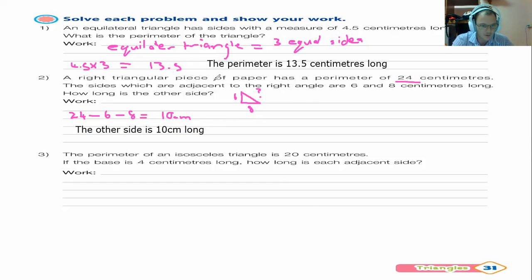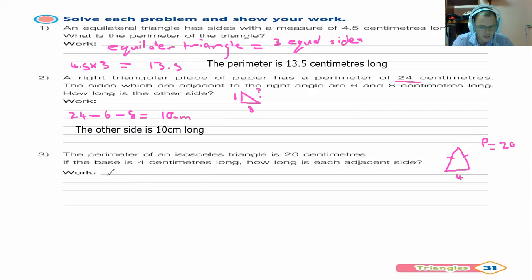So yeah, the next one, number 3, the perimeter of an isosceles triangle is 20 centimeters. If the base is 4 centimeters long, how long is each adjacent side? So here we're not only going to need subtraction, but we're also going to need division. So we know that these two sides are equal. The perimeter equals 20 centimeters and the base, they tell us, is 4.